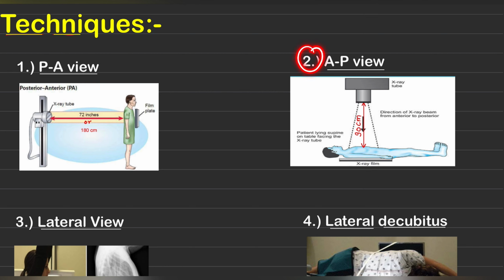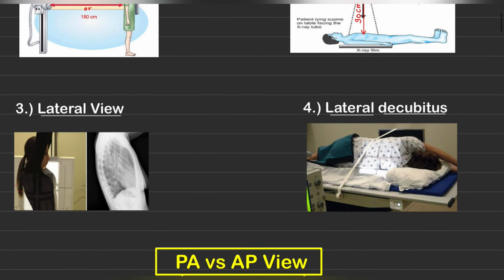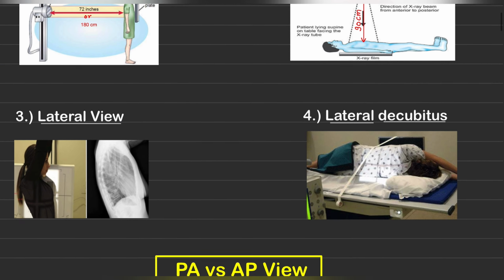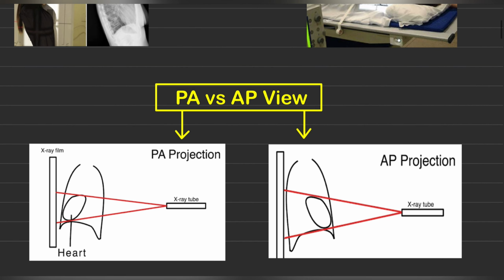The second one is the AP view, anterior posterior view. In this the distance is 90 centimeter. The third one is the lateral view, and the fourth one is the lateral decubitus view. So these are the four basic views by which we can get a chest x-ray. Now let us see the difference between the PA and the AP view.